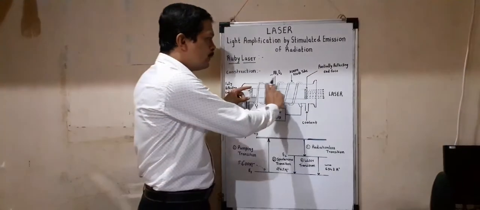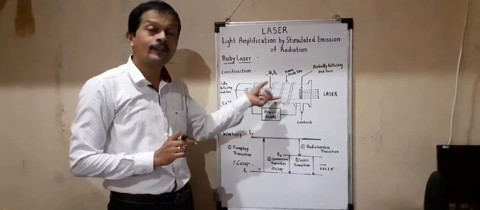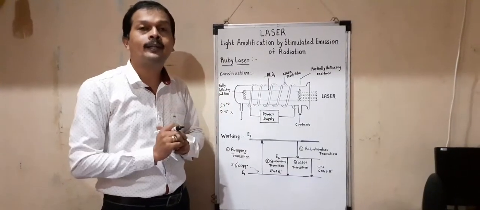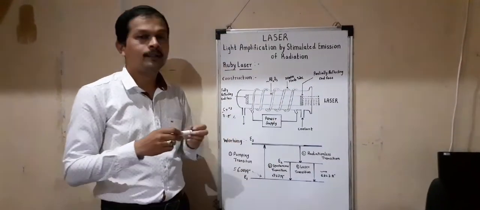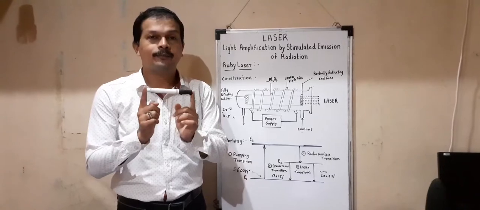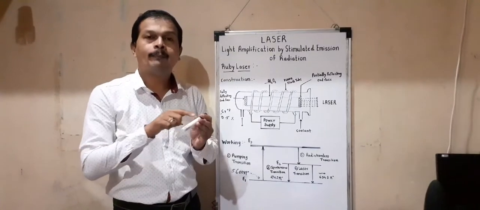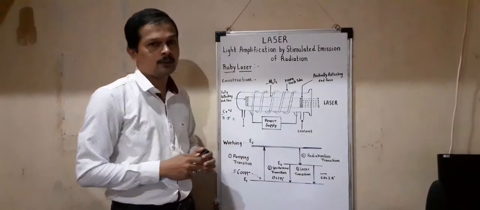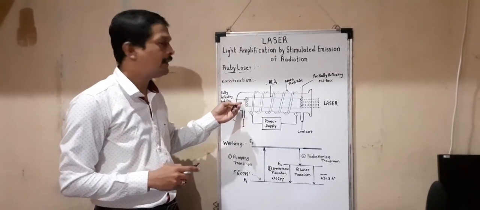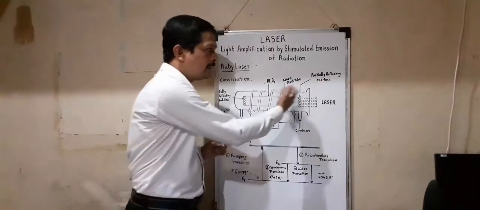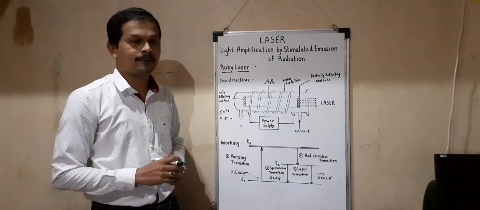This ruby rod is a cylindrical rod having 4 centimeter length and 0.5 centimeter diameter. Both ends of this ruby rod are ground and polished in such a way that both ends are exactly parallel to each other and perpendicular to the axis of the rod. One end is fully silvered and acts as a fully reflecting end face, and the other end is partially silvered and acts as a partially reflecting end face.